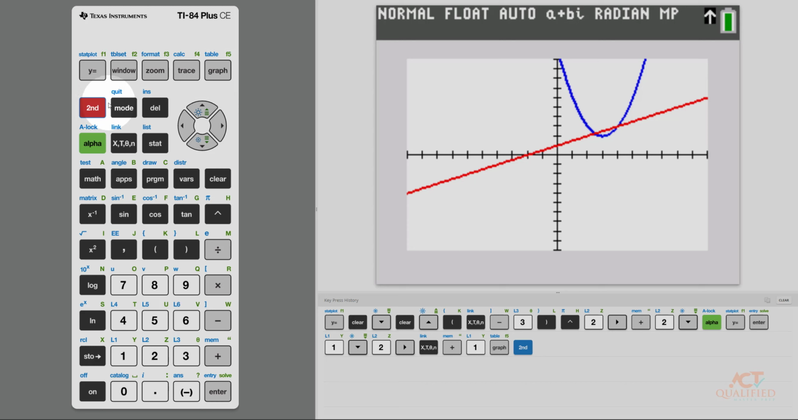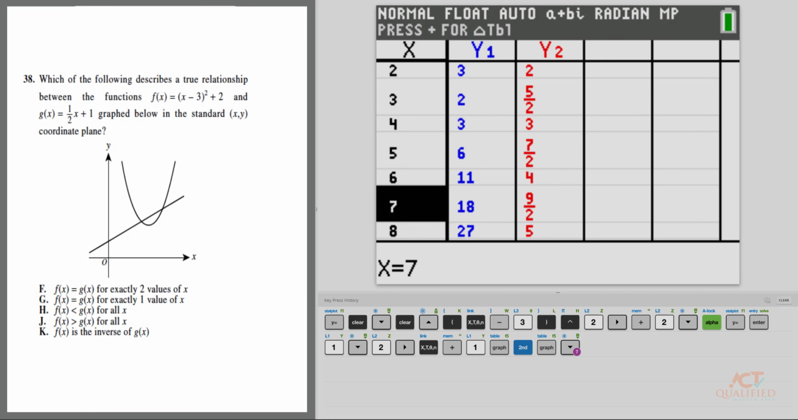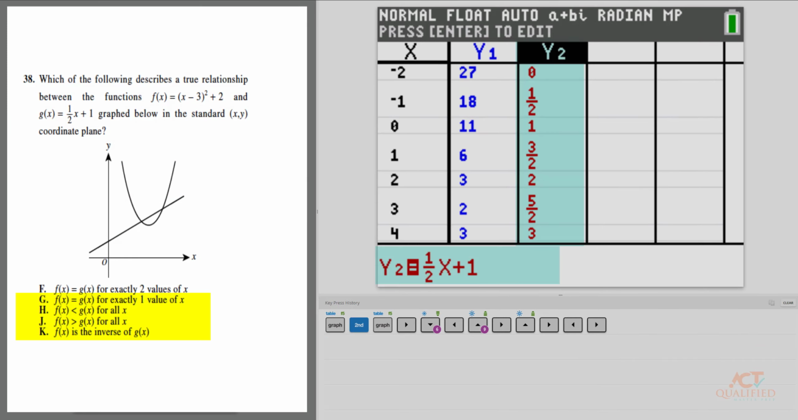Press Second, Table. You are presented with a list of table entries that show the value of f of x and g of x when x is a specific value. Now let's look at our answers to determine the true relationship between f of x and g of x. F says that f of x equals g of x for exactly 2 values of x.